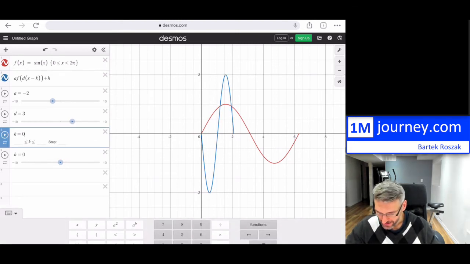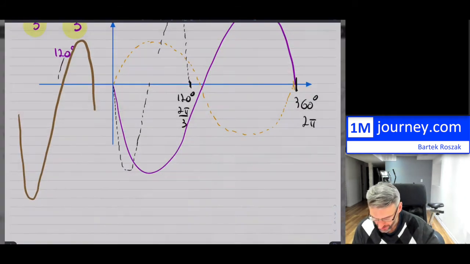Was it my k or my h? Let's see in here. Did I flip them around? Let's take a look.